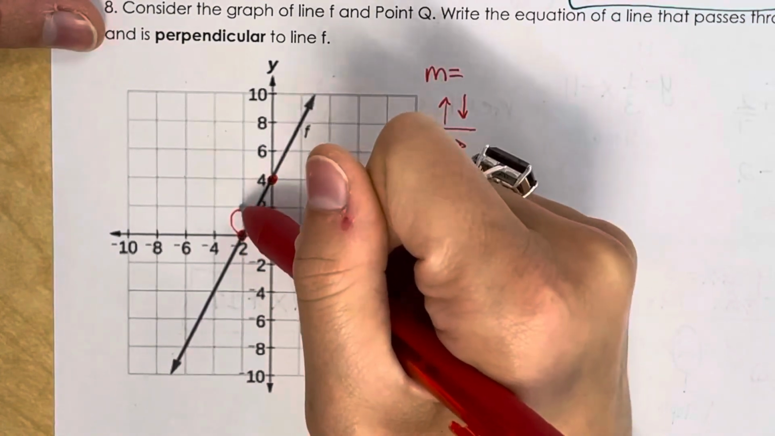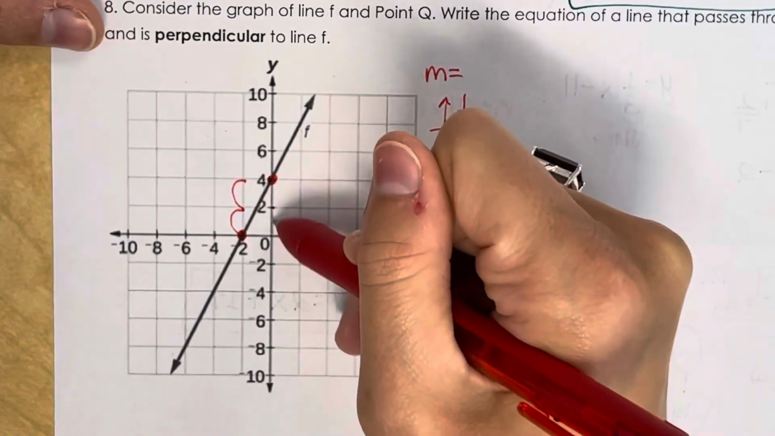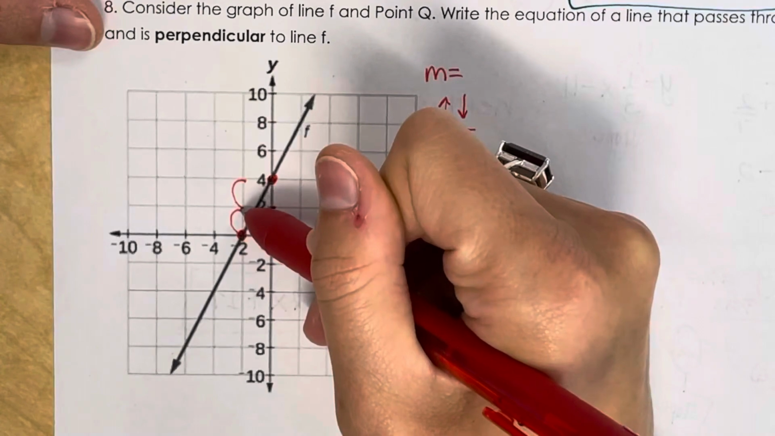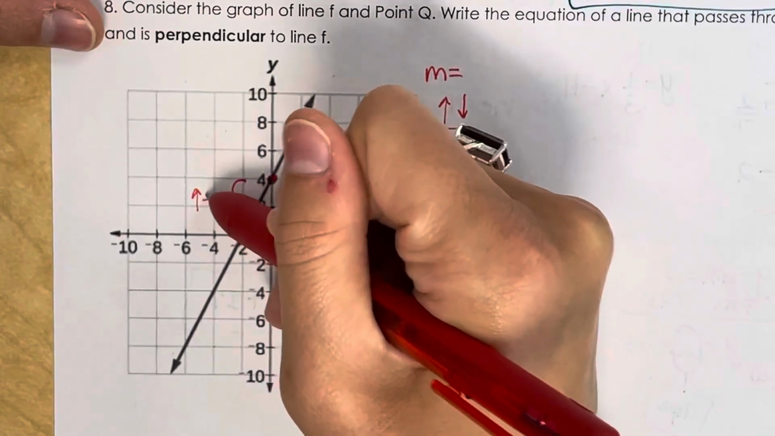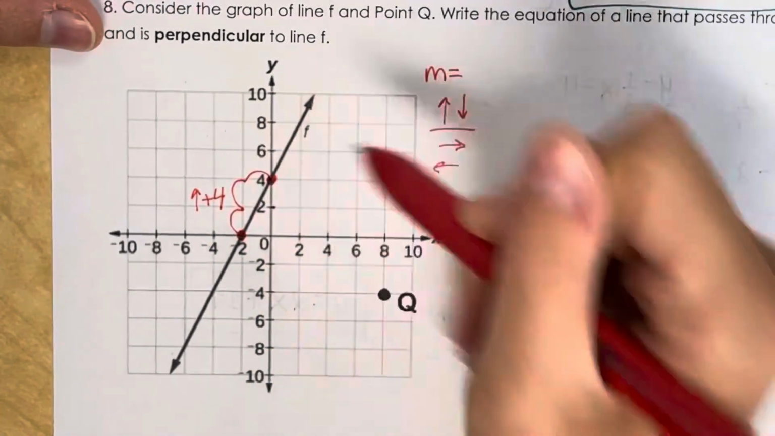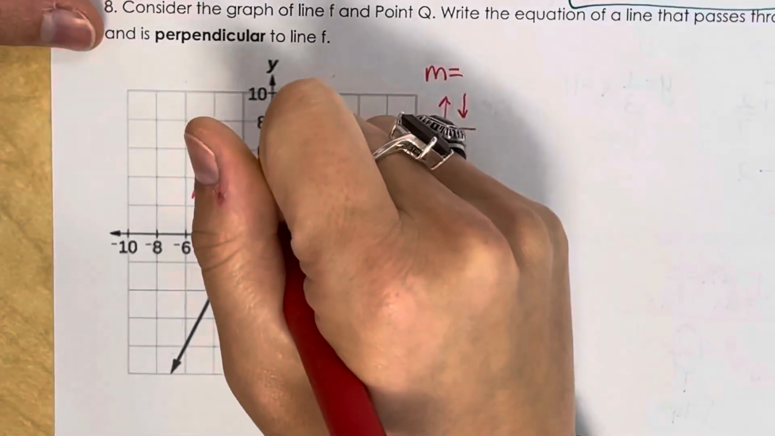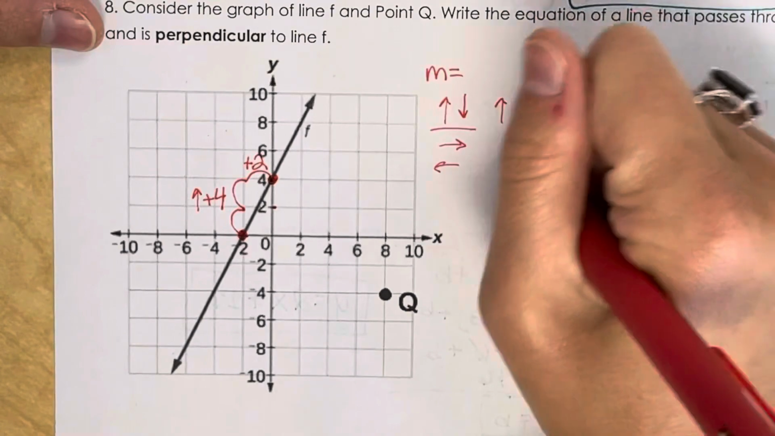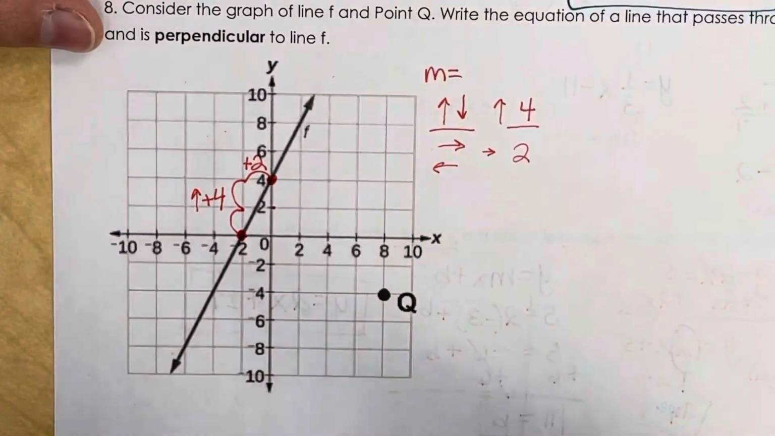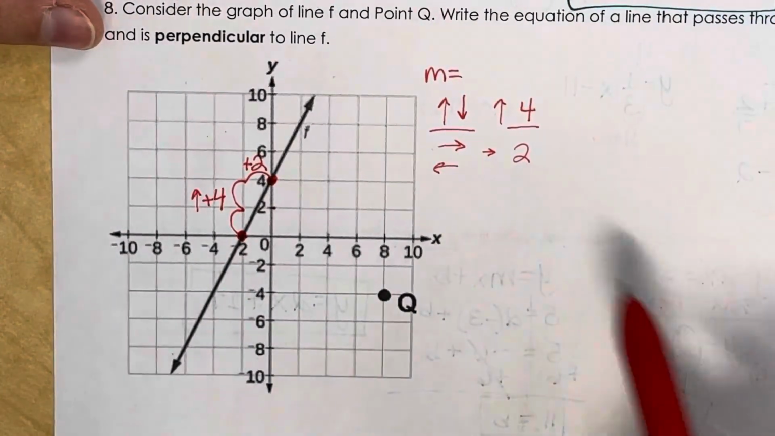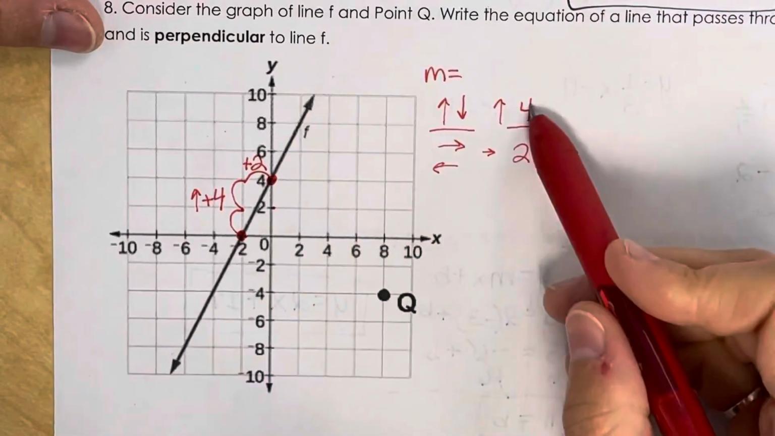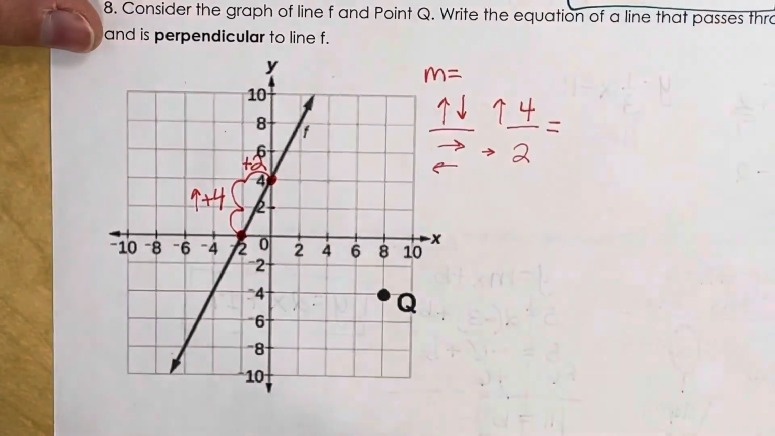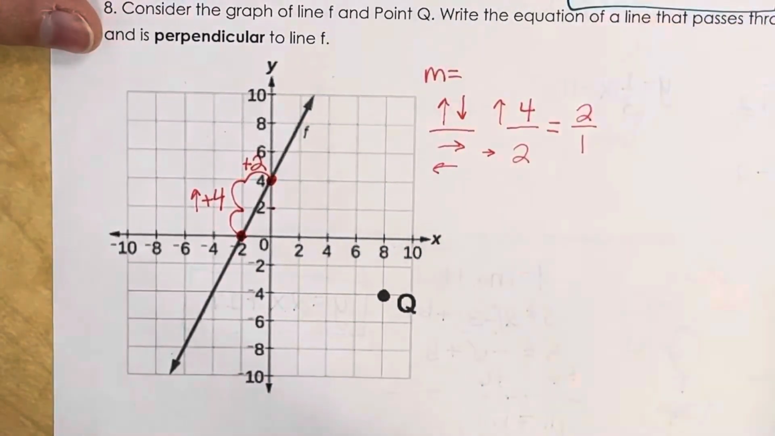Now be careful. Each one of these is 2, so I go up 2, 4. I go up 4. And then I go to the right, 2. So I go up 4, to the right, 2. Those are both positive because it's up and to the right. So my slope for this line right here is 4/2, or if I reduce that, it's 2/1.